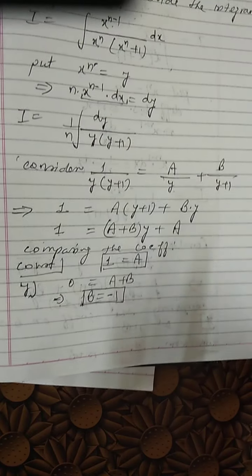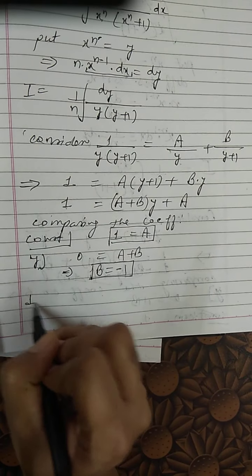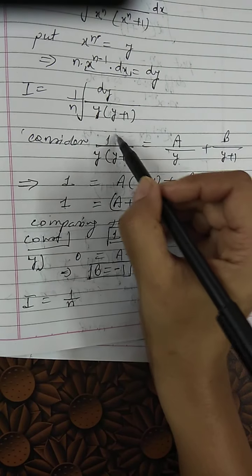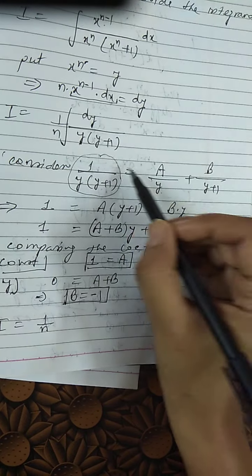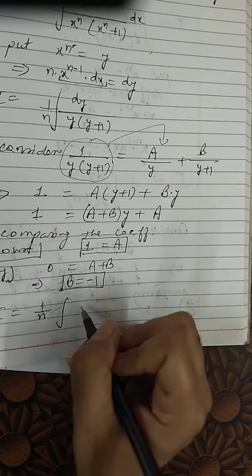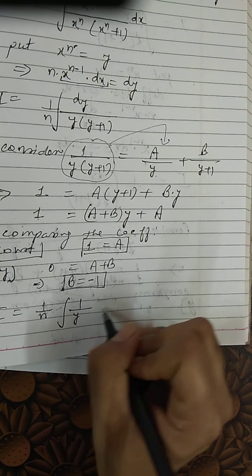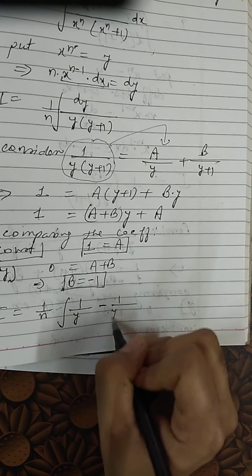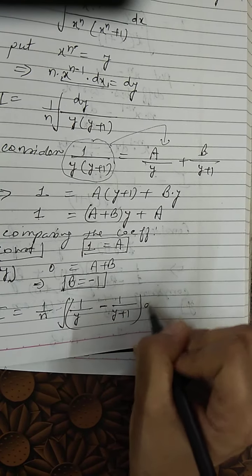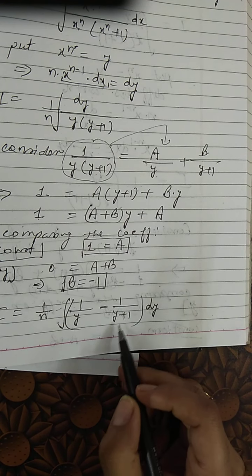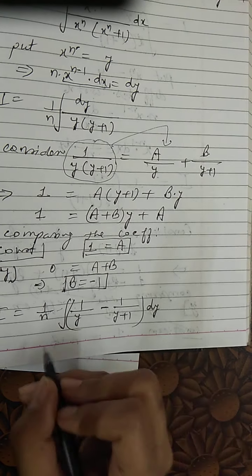So our integral will become equals to 1 by n, a constant, and the whole integrand gets replaced: the value of a is 1 upon y and the value of b is minus 1, so minus 1 upon y plus 1 dy. Everybody knows the integral of 1 upon y with respect to y will be log y, and the integral of 1 upon y plus 1 will be log of y plus 1.